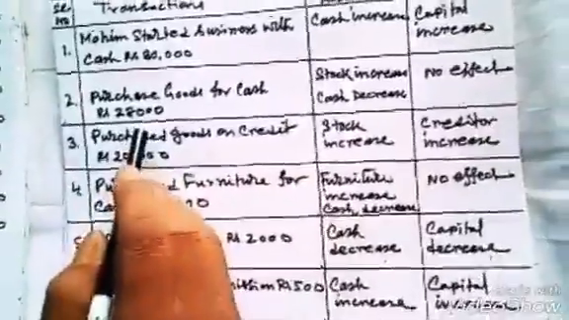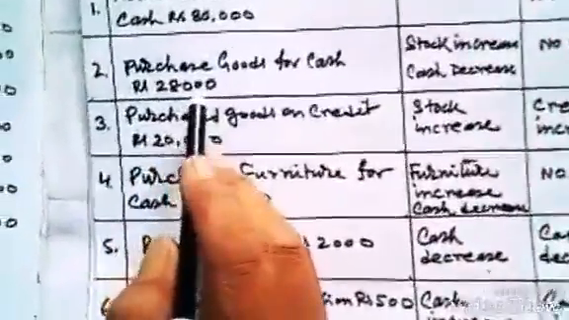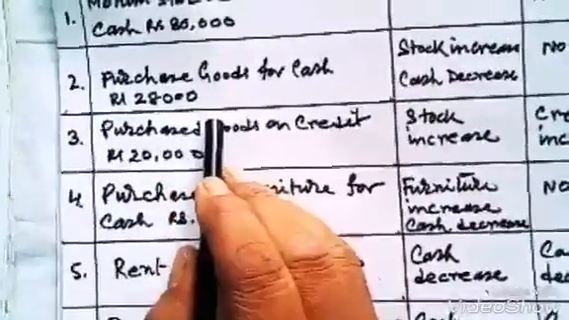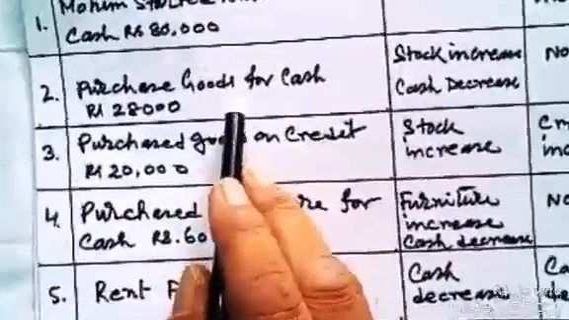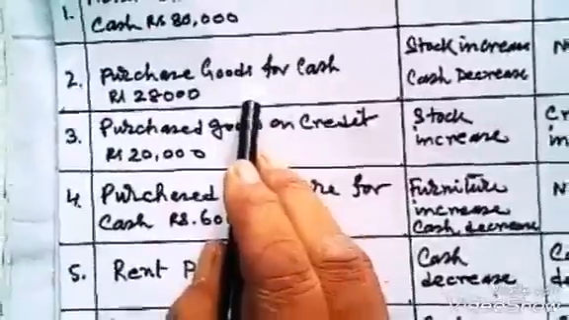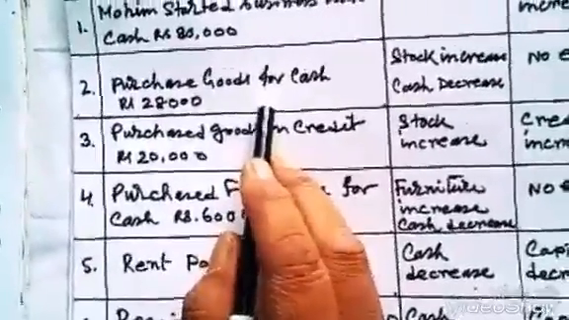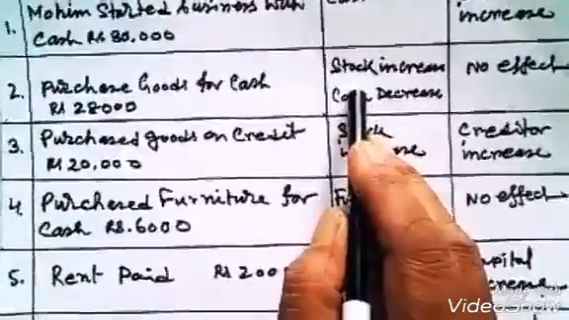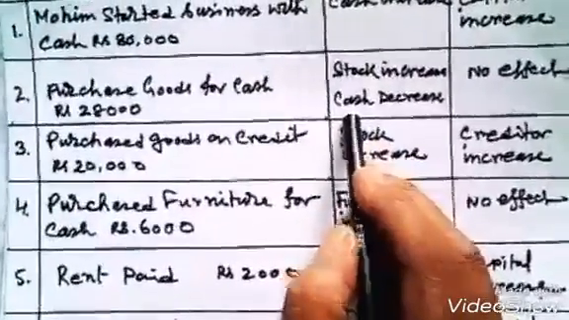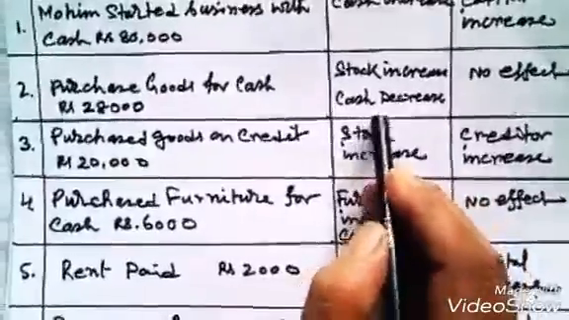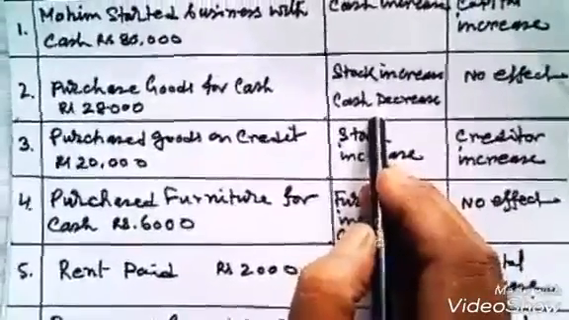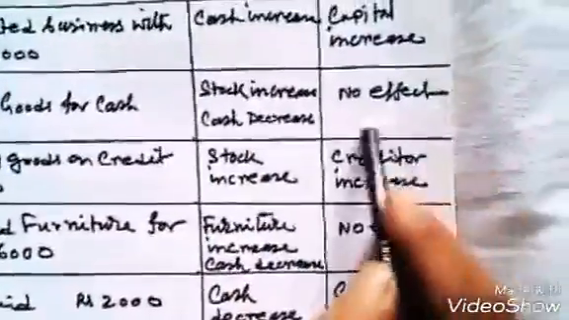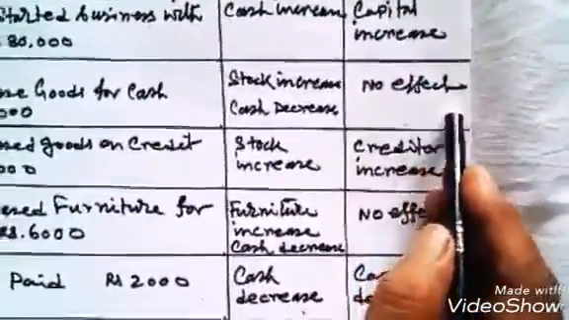Now the second transaction, that is purchase goods for cash rupees 28,000. This transaction affects stock, which increases, and cash, which decreases, because cash is going out at the time of purchase and stock comes into the business, but there is no effect on the capital plus liability side.